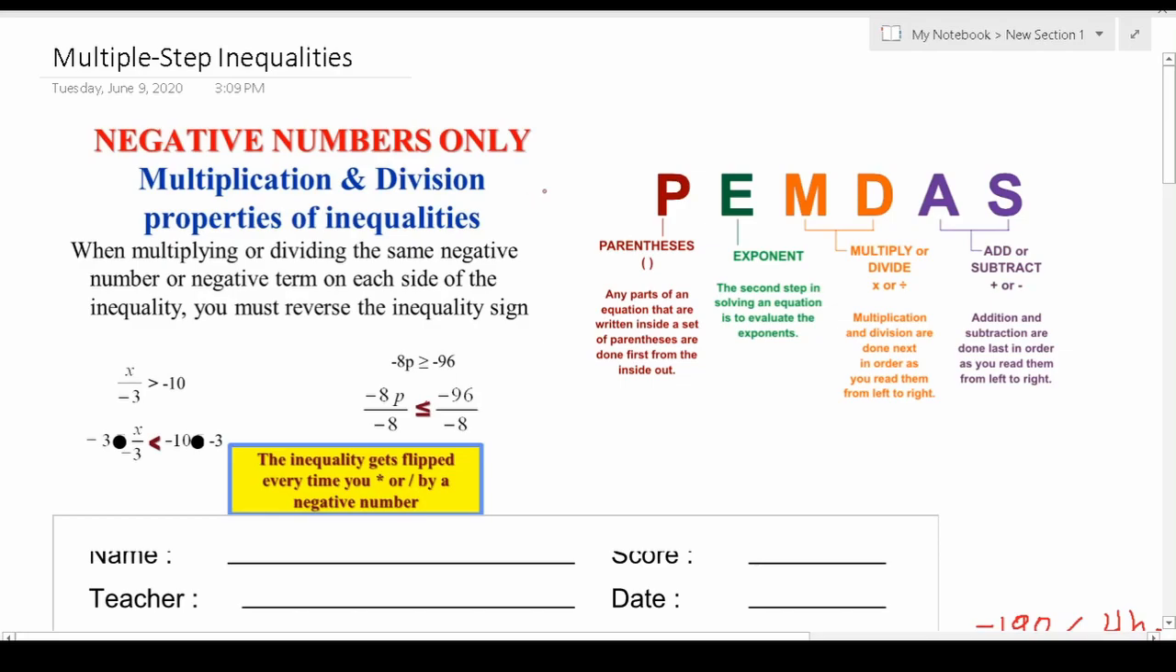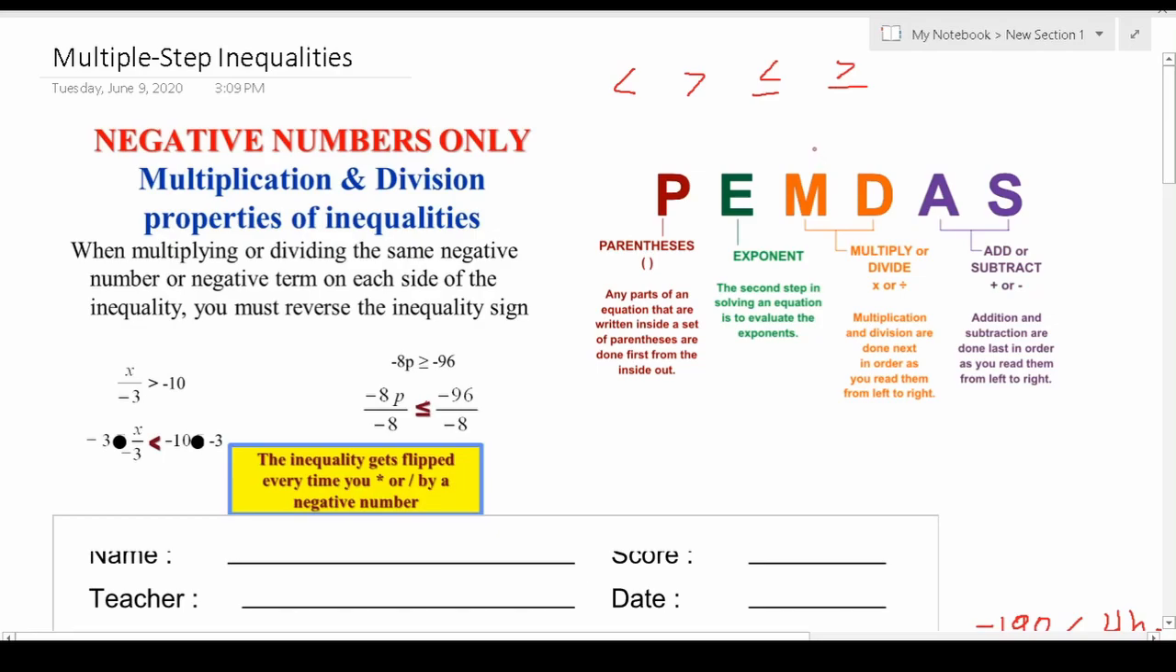The key difference is that whereas you have equal signs in equations, you make use of one of four inequality signs to solve inequalities. And in case you forgot, those are less than, greater than, less than or equal to, greater than or equal to.